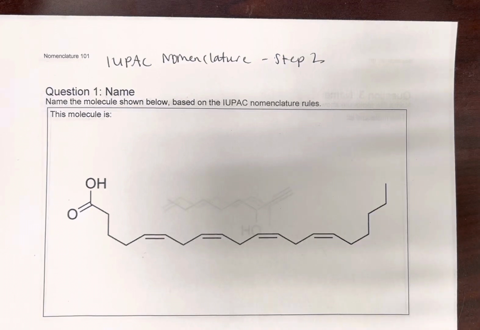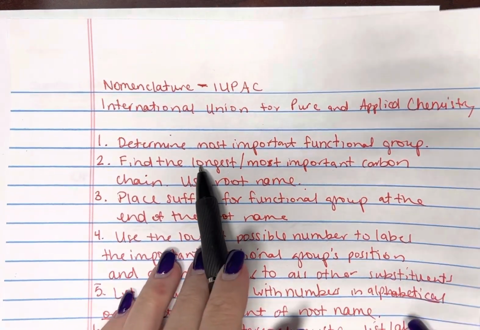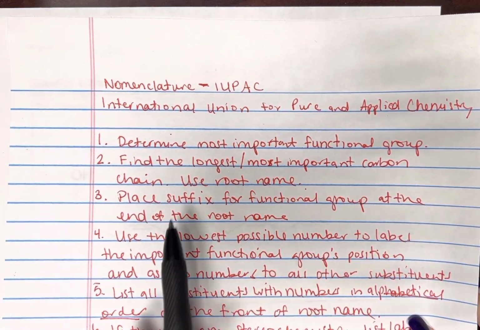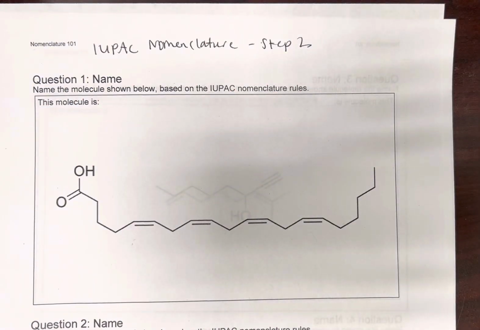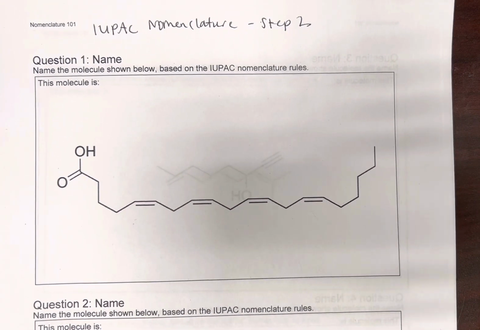Okay, so we're still working on the IUPAC nomenclature process, and we're going to work on step 2: find the longest or most important carbon chain, and use the root name. Right now we're just going to practice identifying the longest carbon chain. For some of these you might want to take some screenshots or just follow along with me.